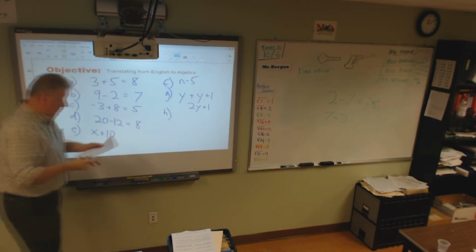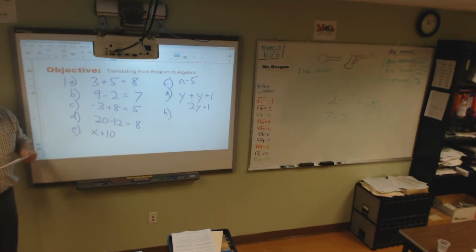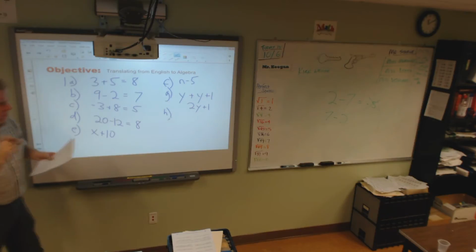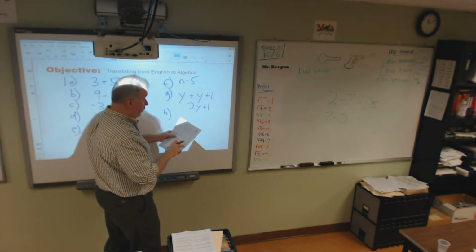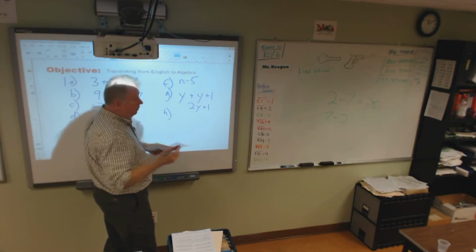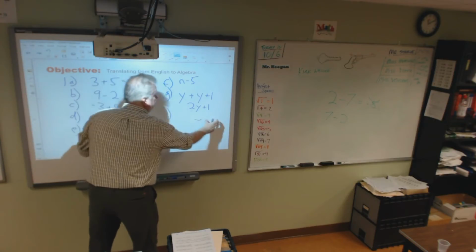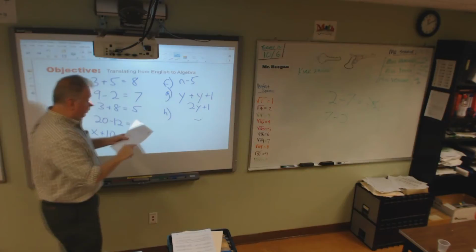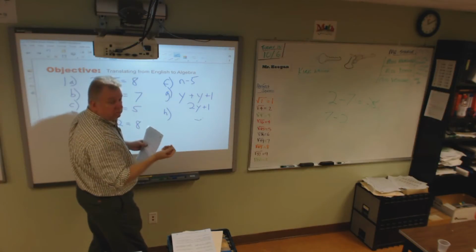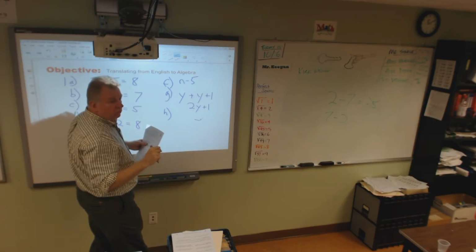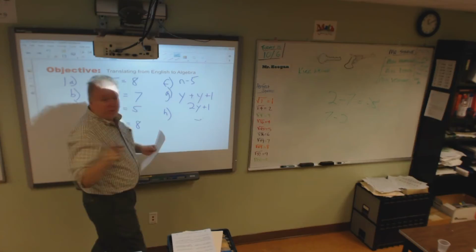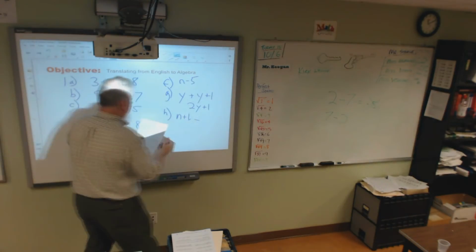And H says, if n represents a number, write an expression that represents the difference between a number 1 larger than n and 1 smaller than n. Well, first of all, let's look at the first part. It says the difference. What operation is that? Subtraction. So we know we're going to be subtracting something, right? So the difference between a number 1 larger than n. What's 1 larger than n? N plus 1. Yeah. 1 larger than n is n plus 1.